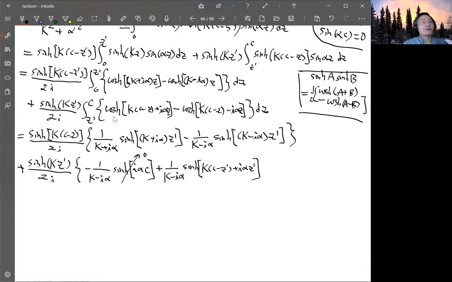Okay, so that takes care of this integral. So this becomes just this one. All right, so for the second term in the second integral, we need to do the same thing.